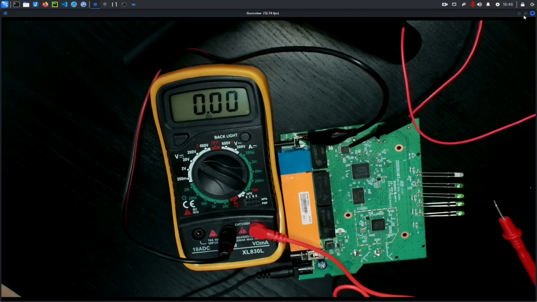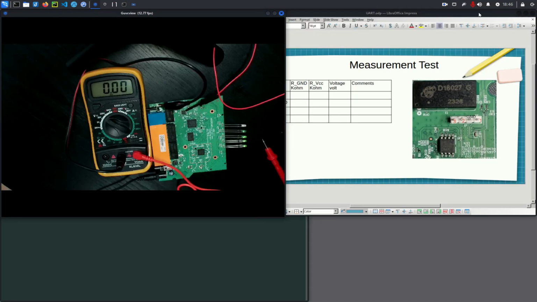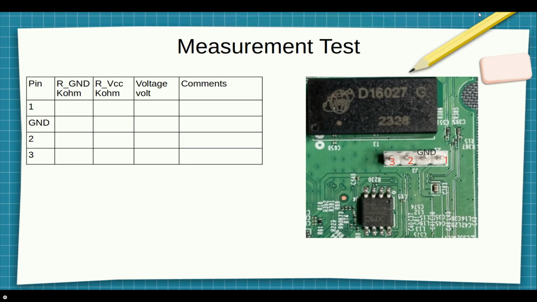I already wrote down this measurement here. We can check it and make our conclusion. So pin number one is the VCC, because you see the resistance against the VCC reference was zero. There's a little bit of resistance against the ground and the voltage is 3.3, so that is the VCC. Ground, we already know this is ground.